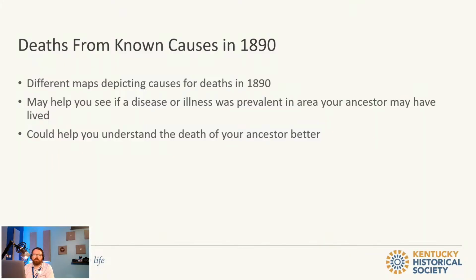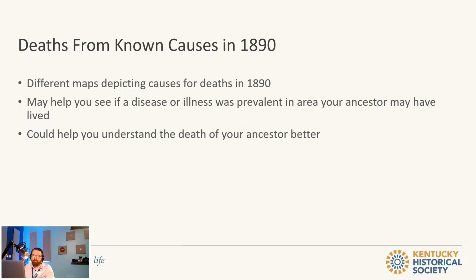And then this one's interesting too because it's deaths from known causes in 1890. This one might be a little harder to see, just because this image has multiple smaller maps depicting different causes of death in 1890. But something like this could help you see if there was a disease or illness prevalent in the area your ancestor may have lived, and could help you understand the death of your ancestor better.